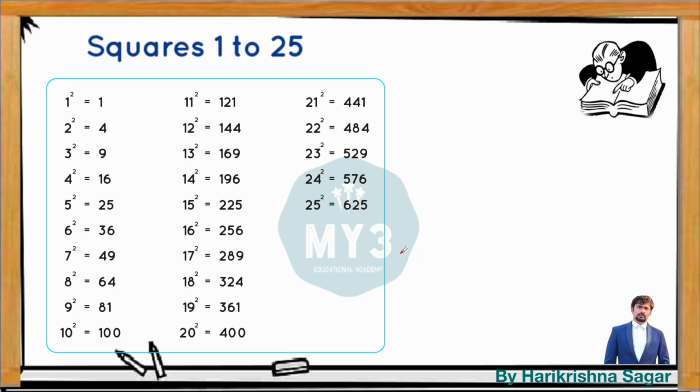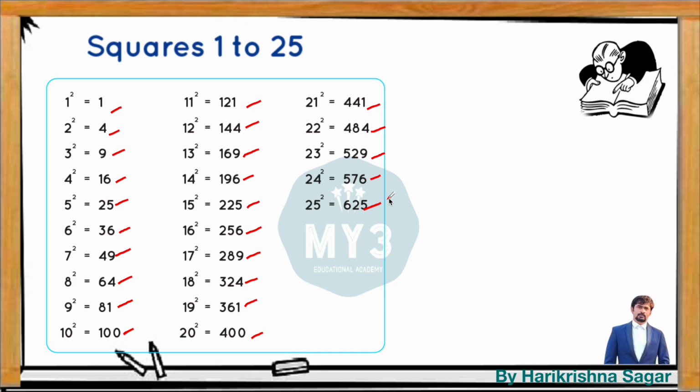The first prerequisite is you must remember 1 to 25 square numbers. 1 square is 1, 2 square is 4, 3 square is 9, 16, 25, 36, 49, 64, 81, 100, 121, 144, 169, 196, 225, 256, 289, 324, 361, 400, 441, 484, 529, 576, 625. 1 to 25 squares, if you remember, you will be feeling very comfortable to solve the questions. In most of the cases, they are directly giving the questions from the square numbers.